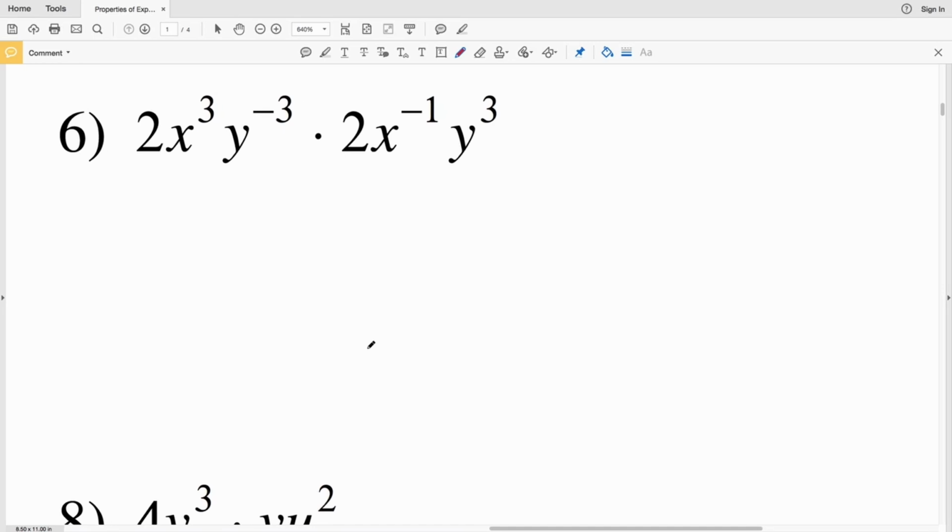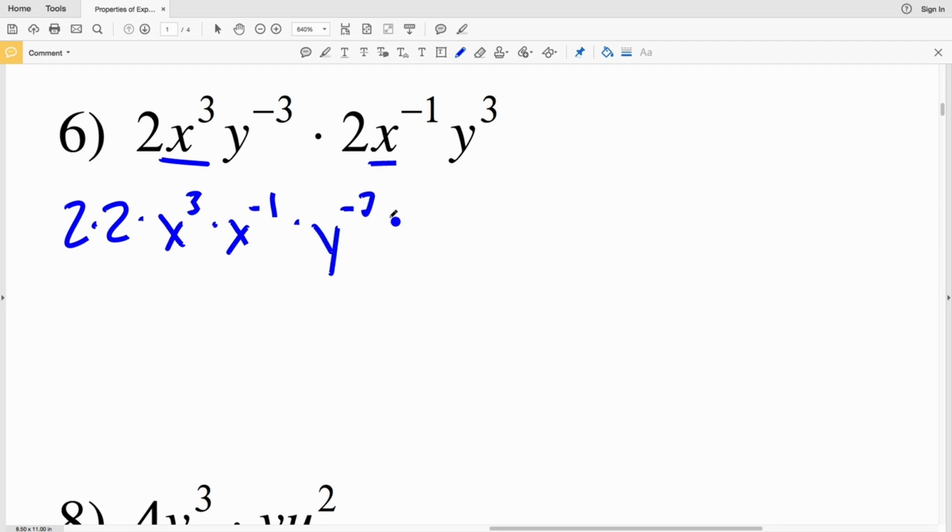In number 6, now I have 2 different variables, so I'm going to rewrite, trying to group my variables together. I'll start with my whole numbers, 2 times 2, and then I'll write my x values, so times x to the third, times x to the negative 1, and then I'll do my y values, so times y to the negative 3 times y to the positive 3.